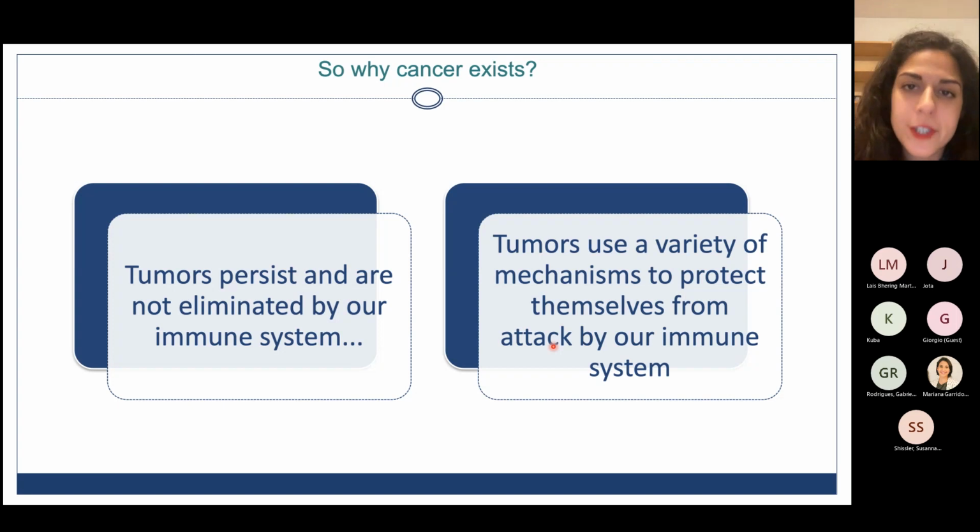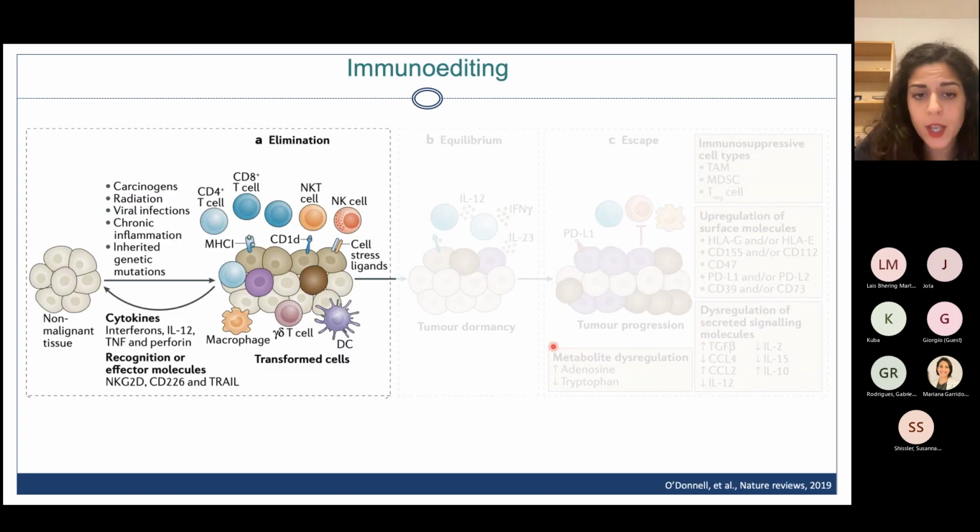Because if we have this anti-tumor immunity, it means that we can detect and kill the cancer cells. So we should not have cancer. So why do we still have cancer? It's because there are lots of different mechanisms triggered by the cancer cells that will make them invisible to the immune system. And this is a concept called immunoediting. So it's in 3 phases.